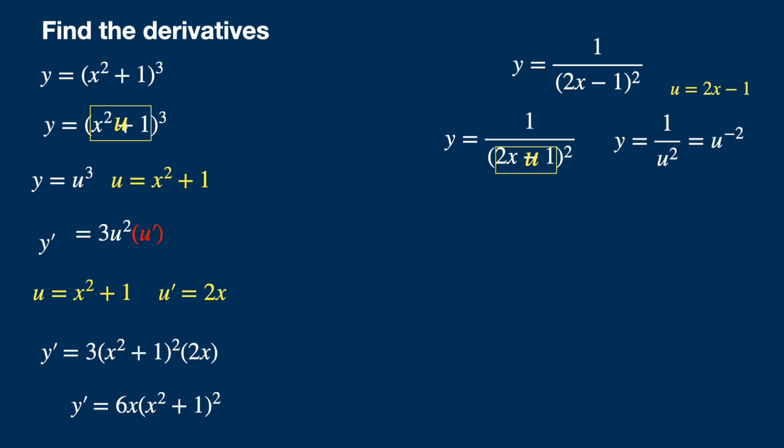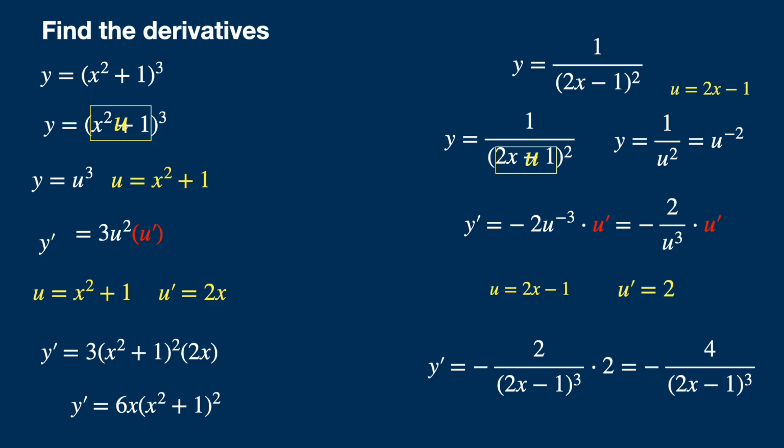So take the derivative y prime by using the power rule: negative 2u to the negative 1 times u prime. Guys, don't forget the u prime. So that's negative 2 over u times u prime. Now plugging back in, u is 2x minus 1, u prime is 2. Now y prime is negative 2 over (2x minus 1) times 2. 2 times 2 is 4. So now y prime is negative 4 over (2x minus 1).